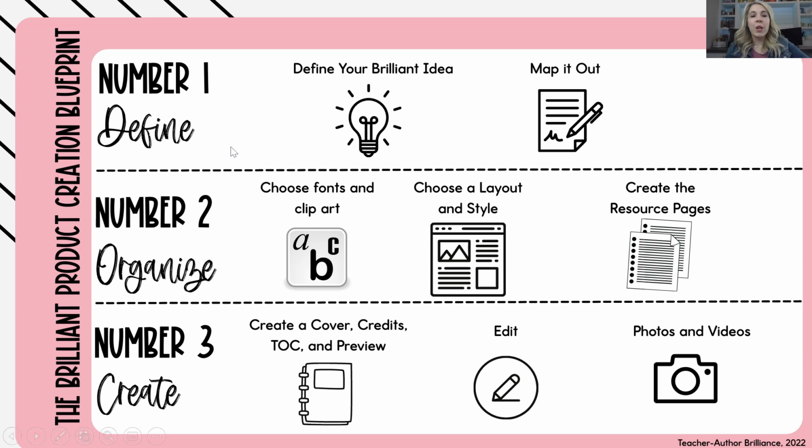Number 1, you're going to define your brilliant idea and then map it out. In the second section, you're going to choose fonts and clip art, choose a layout and style, and create the resource pages. And last, you'll create a cover, credits, table of contents, and preview. Then you'll edit and finally create videos and photos of your product. Now we're going to go over all of these steps in today's lesson. Let's start with defining your brilliant idea.